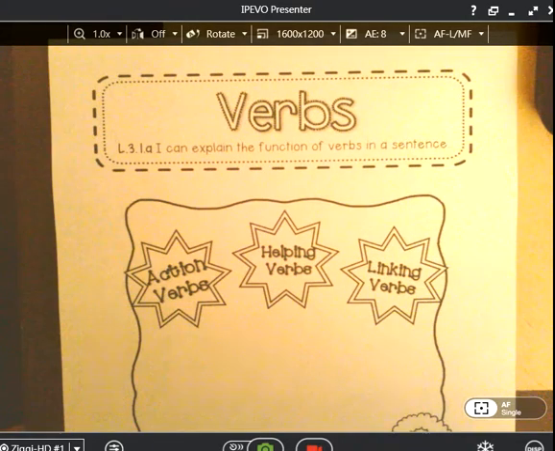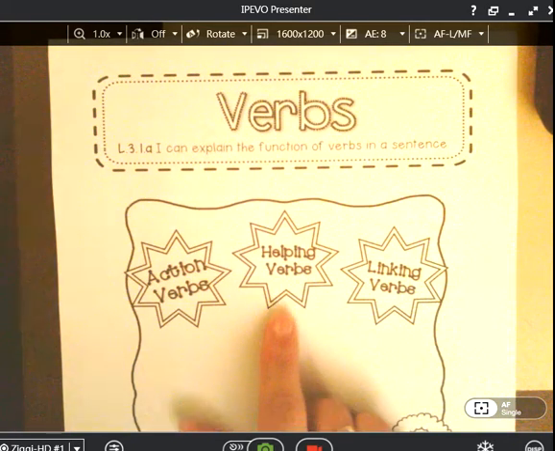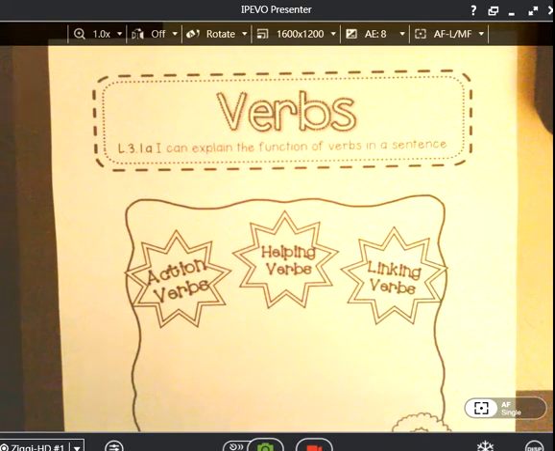Hello, 5th grade. We've been working with verbs, and today we are going to put together an interactive notebook page on our verbs. We've been talking about action and linking verbs, but this week we're also going to start talking about helping verbs, and that's going to be this right here.